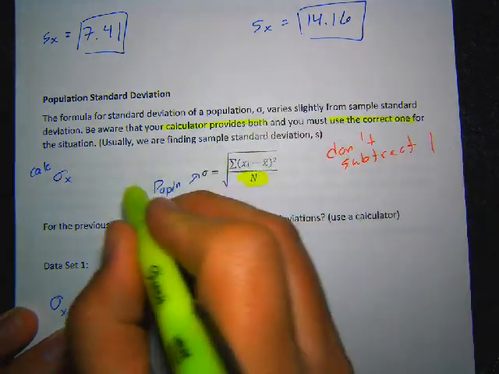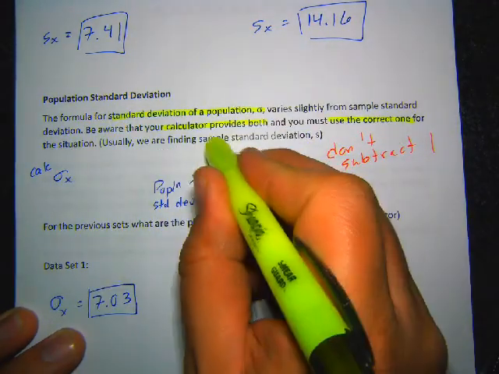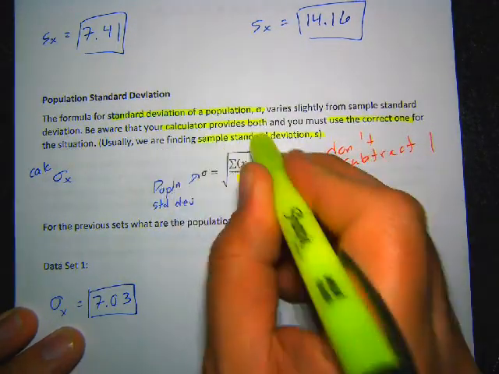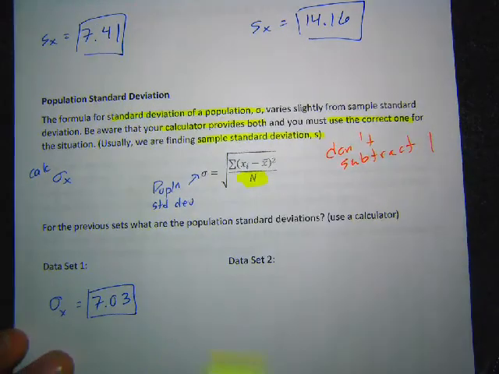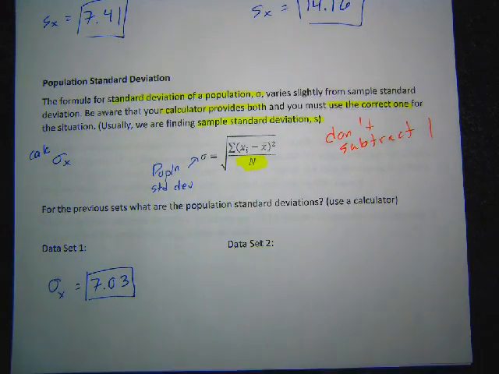So this is your population standard deviation versus your sample standard deviation, S. Usually we'll do S. That's kind of the more common one. You should be ready to do population every once in a while. And again, I probably won't make you ever do this by hand. You can just use your calculator.